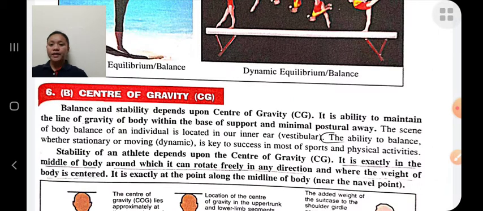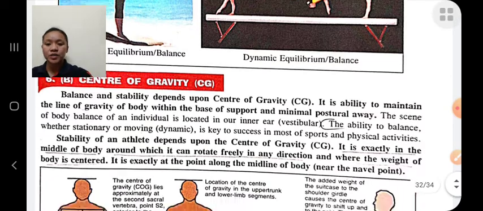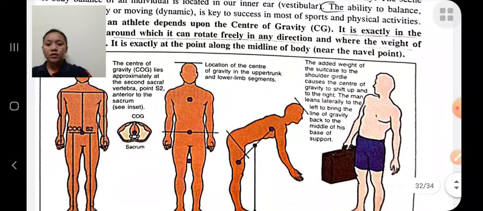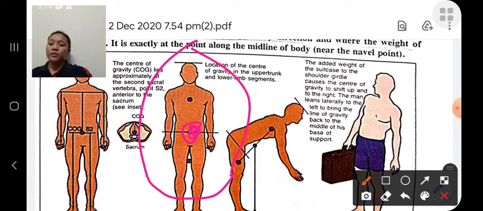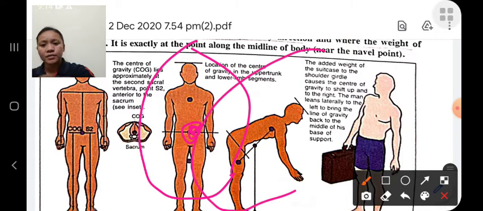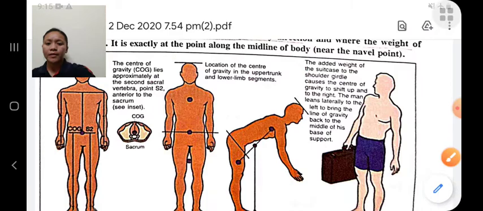Next is center of gravity. Center of gravity is the point at which the body weight is balanced in all directions. For example, the center of gravity of this person is here, and at this point the weight of her body is equally balanced in all directions. And here the center of gravity of another person is at this point, where the body weight is equally balanced in all directions.